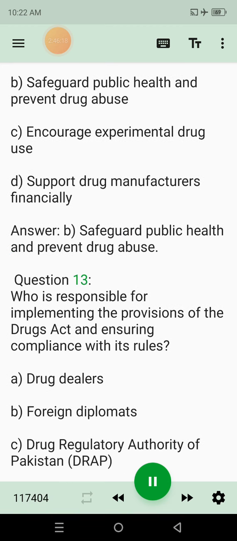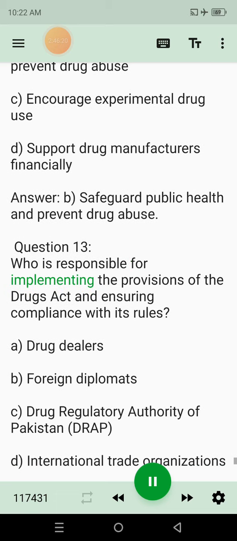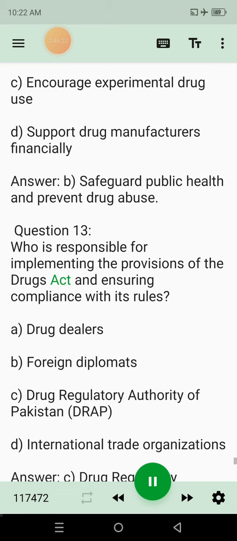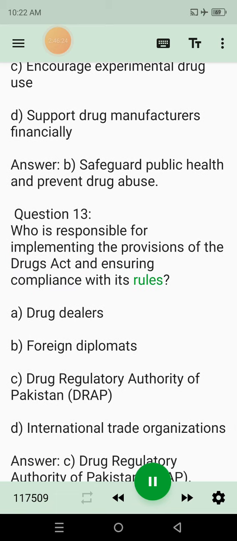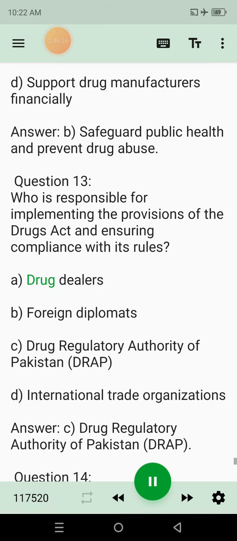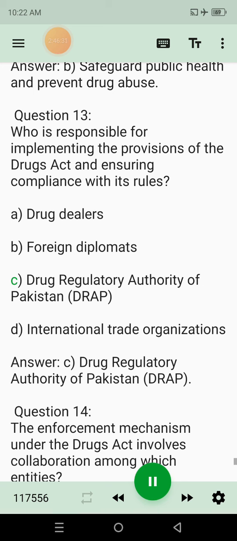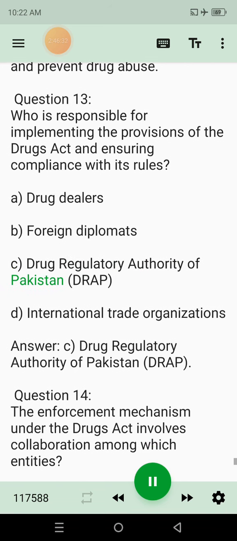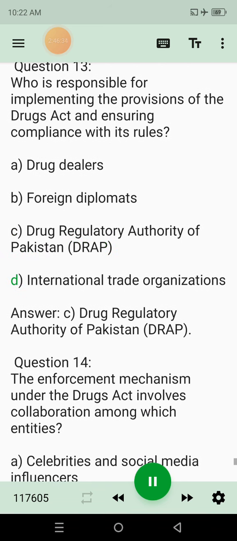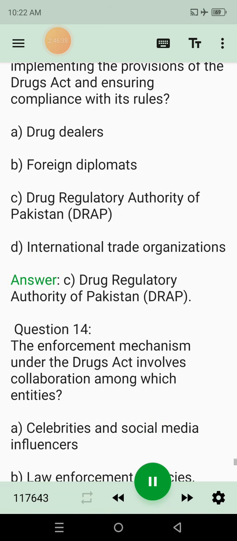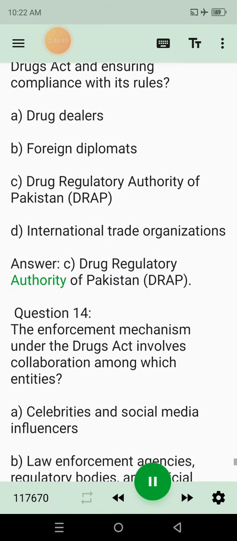Question 13. Who is responsible for implementing the provisions of the Drugs Act and ensuring compliance with its rules? A. Drug dealers. B. Foreign diplomats. C. Drug Regulatory Authority of Pakistan, DRAP. D. International trade organizations. Answer. C. Drug Regulatory Authority of Pakistan, DRAP.